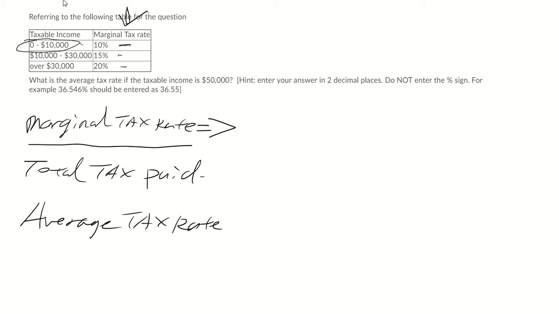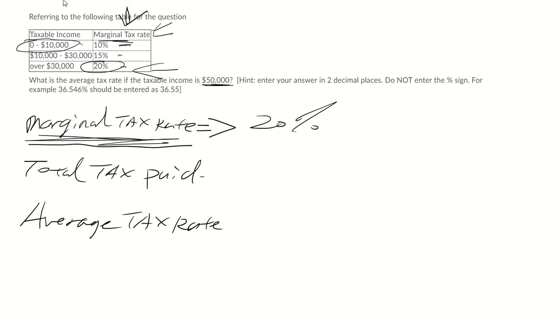So for this question, if our taxable income is $50,000, what is our marginal tax rate? That will be just the 20% here. For marginal tax rate, just go to the table, see where the income falls, and that number in your table is the answer we're looking for. Okay, now the next one will be a little tricky.